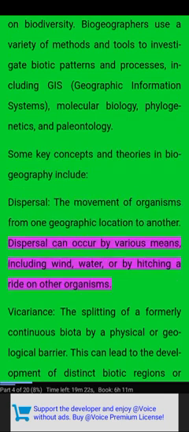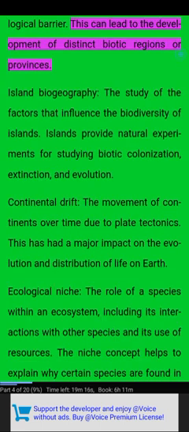Some key concepts and theories in biogeography include dispersal, the movement of organisms from one geographic location to another. Dispersal can occur by various means, including wind, water, or by hitching a ride on other organisms. Vicariance, the splitting of a formerly continuous biota by a physical or geological barrier. This can lead to the development of distinct biotic regions or provinces.